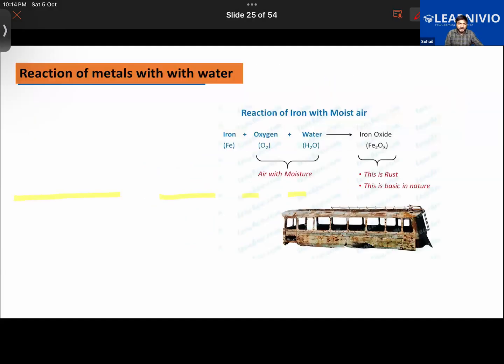Talking about the reaction of metals with water. Metals would be reacting with water in some cases. Some of the metals would be reacting with water, some of them will not be reacting with water. Getting it now?